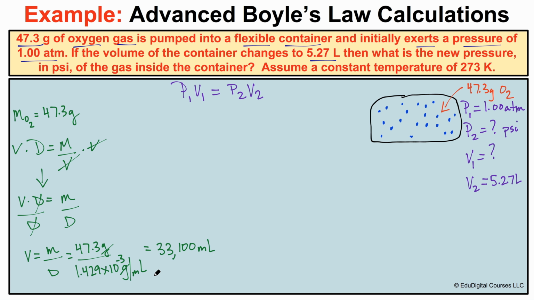The grams unit cancels, leaving us with milliliters. But if we take a look over here, the final volume is in liters. So let's go ahead and convert this to liters. We need to cancel out milliliters, so we put that at the bottom of our fraction, and we're going to convert to liters, so we put that at the top. There are 1,000 milliliters in 1 liter, so we take this divided by this, and we end up with 33.1 liters. The milliliters cancel, leaving us with liters, and so this is going to be V1.